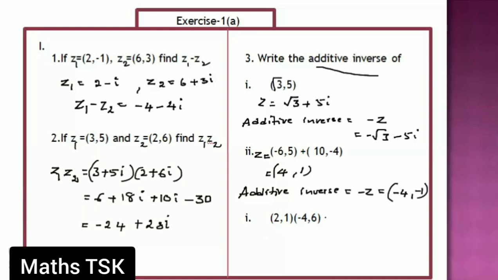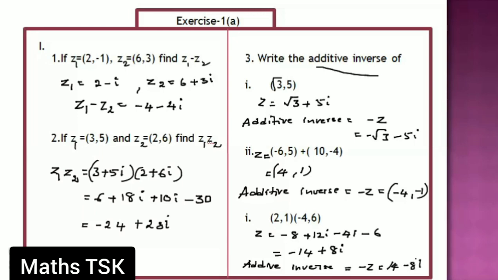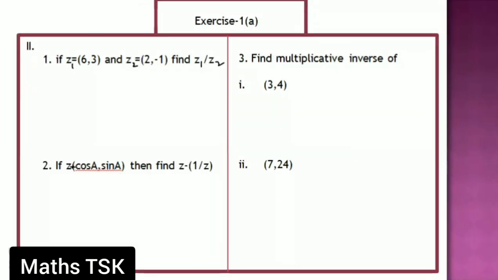Similarly, you can multiply and see what z is here. z is 2 into minus 4, which is minus 8, and then 2 into 6i is 12i. Then i into minus 4 is minus 4i. i into 6i is minus 6. So there is a minus 14 plus 8i. So what is the additive inverse of z? The additive inverse, minus z, is equal to 14 minus 8i.